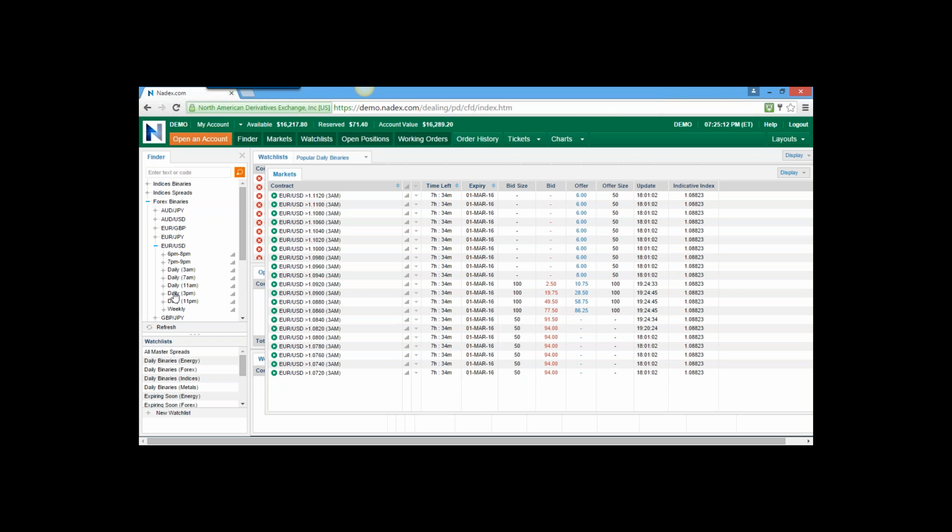What about something that expires tomorrow afternoon at 3 p.m.? Well, here we go. Here's a strike. Tomorrow afternoon, 0880. Market's at 0882. 48.54, close to 50 bucks.